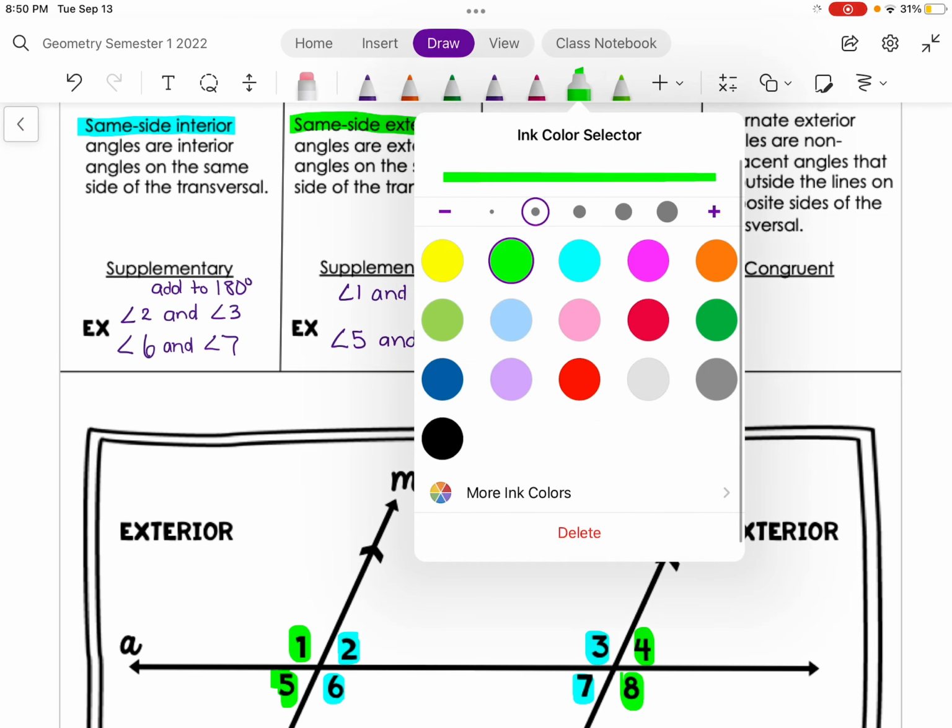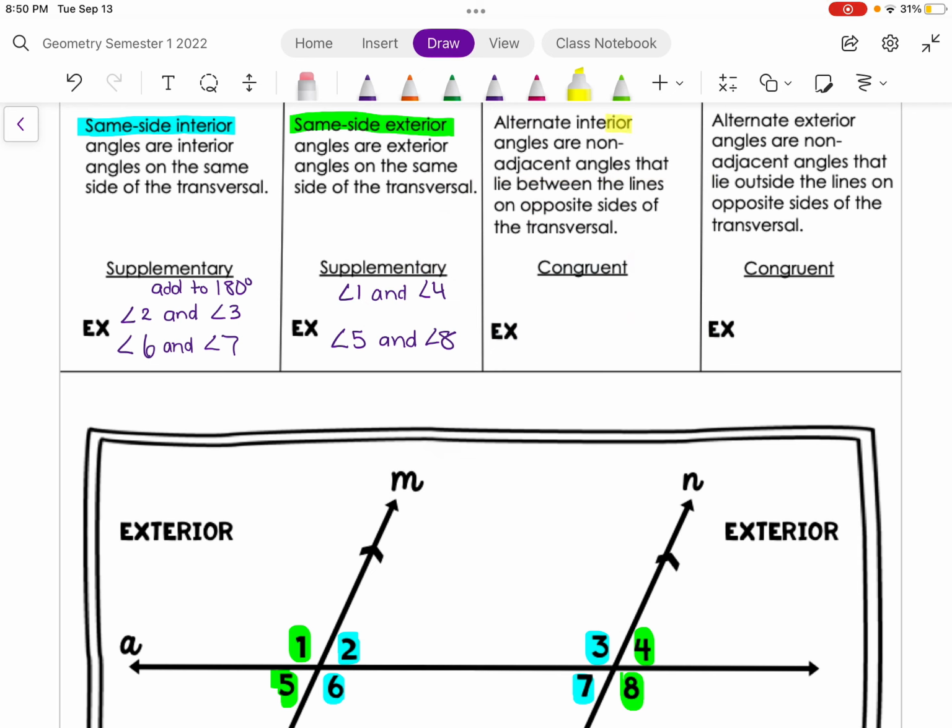Alternate interior angles mean that they are on the inside, but they are on alternate sides of the transversal. So 2 and 7 would be an example of that. Another example would be angle 3 and angle 6.